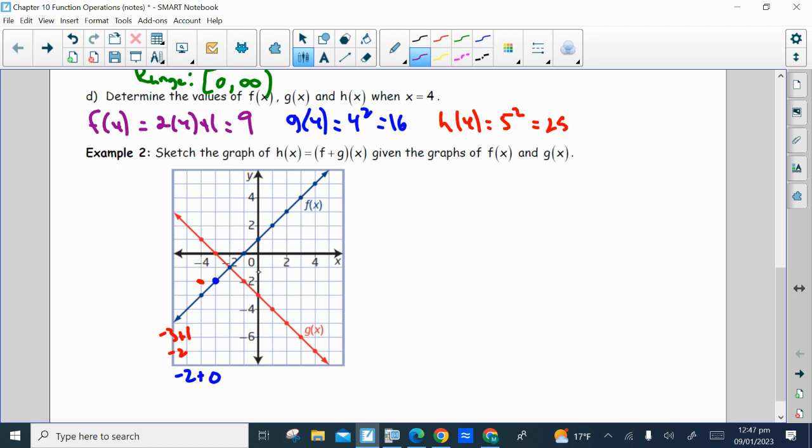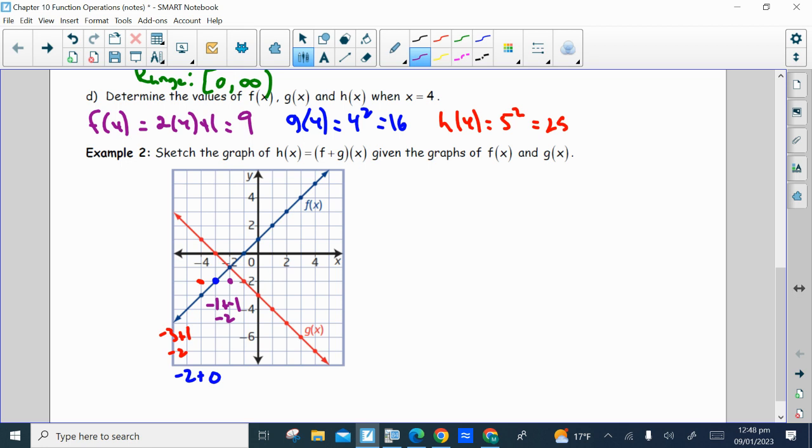So there's that point. The next set of points I'll use are when x is negative 1. Actually, I did this. When x is negative 2, note that the values of y are the same. They're both negative 1. That's that point right there. But we still find our new y value by adding those y values together. Negative 1 plus negative 1 is still negative 2.